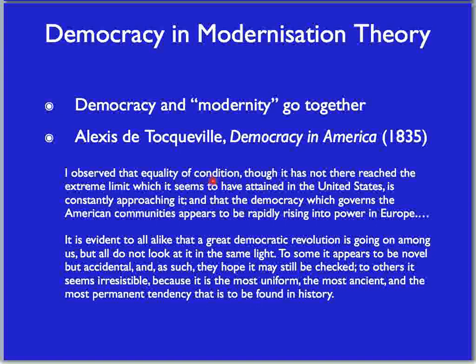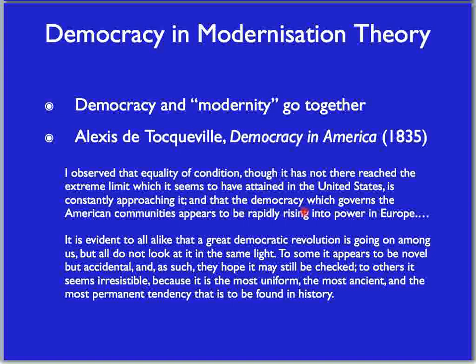And you'll see that he refers to this equality of condition almost interchangeably with democracy. So he thinks of democracy as we would, as a system with voting and elections and so on and so forth, but he also thinks of democracy as a system in which there are not sharp distinctions of kind between different people. And he thinks that this trend towards equality and democracy is the direction of history.